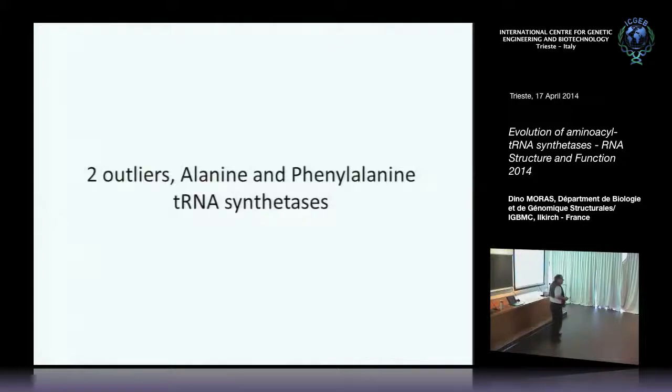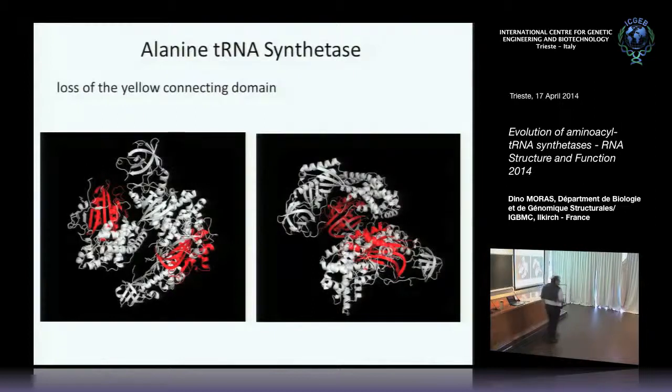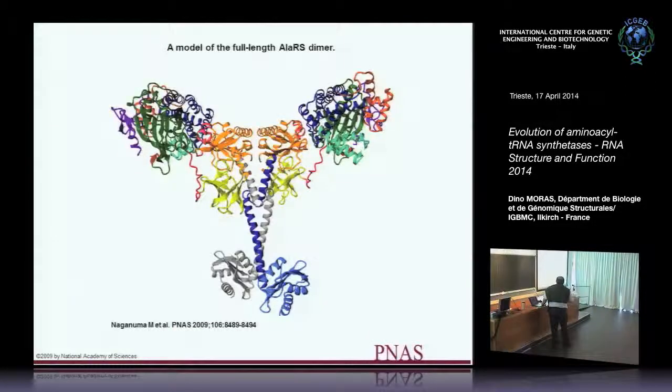Two outliers. The first one is alanine. I told you about the recognition of tRNA, where alanine is an exception in every respect. So alanine has no normal dimeric structure. This is one structure. You see the two active sites. This is another view of another organism. They are not connected, and there is no yellow, of course, because that's the normally connecting part. So you see the two active sites. That's one example, but they are different.